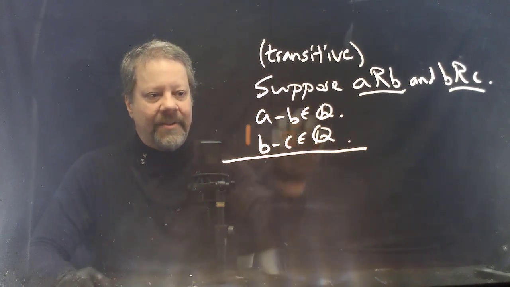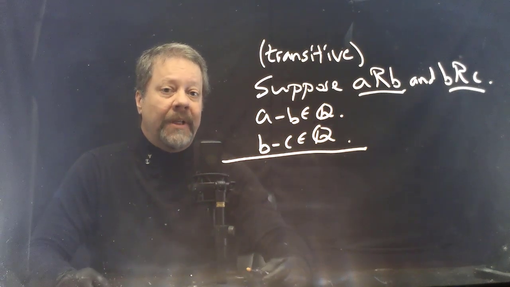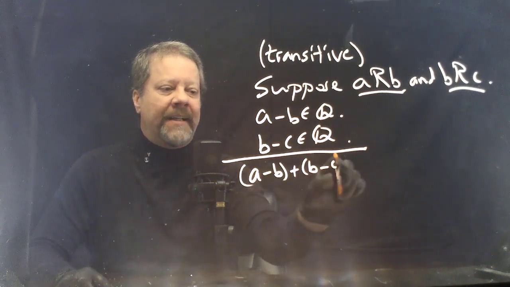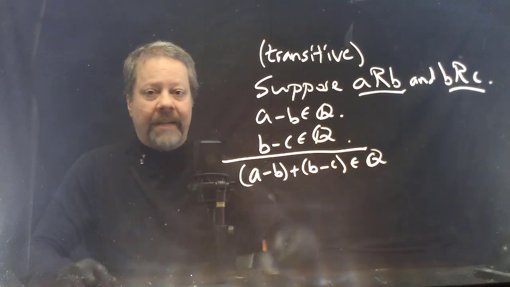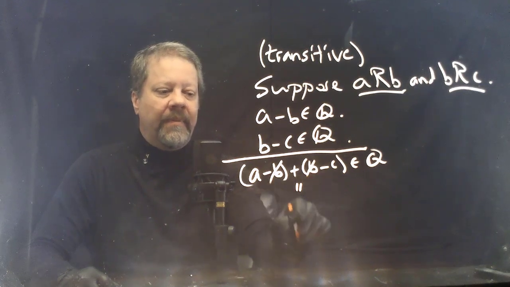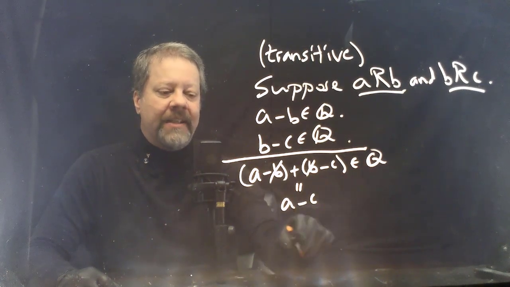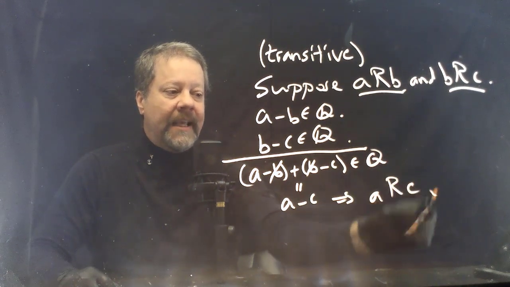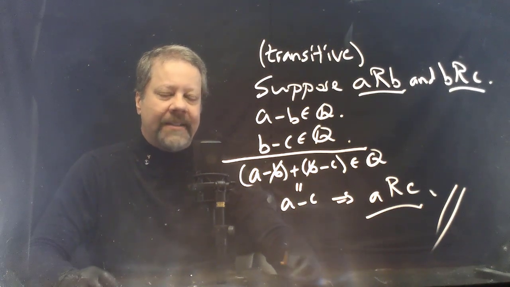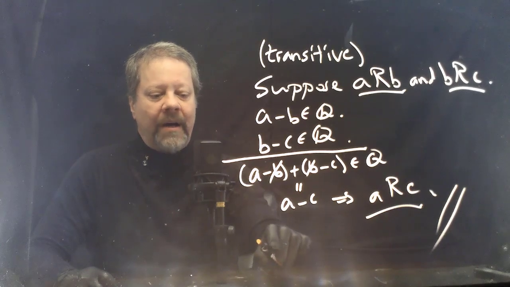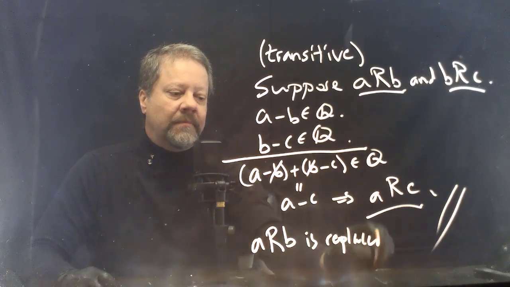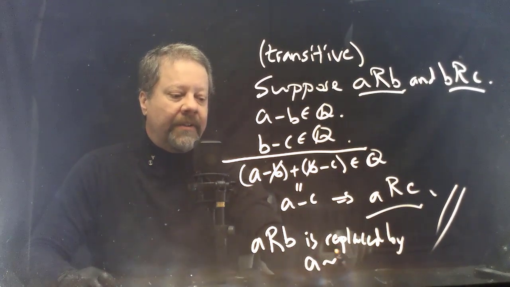If you add two rational numbers, you get a rational number. So A minus B plus B minus C will be an element of the set of rational numbers, because the set of rational numbers is closed under addition. But this is A minus C. A minus C is a rational number, which implies that A is related to C. And that's transitivity. So we have the reflexive property, symmetric property, and transitivity. That means from now on, A related to B is replaced by A is equivalent to B.